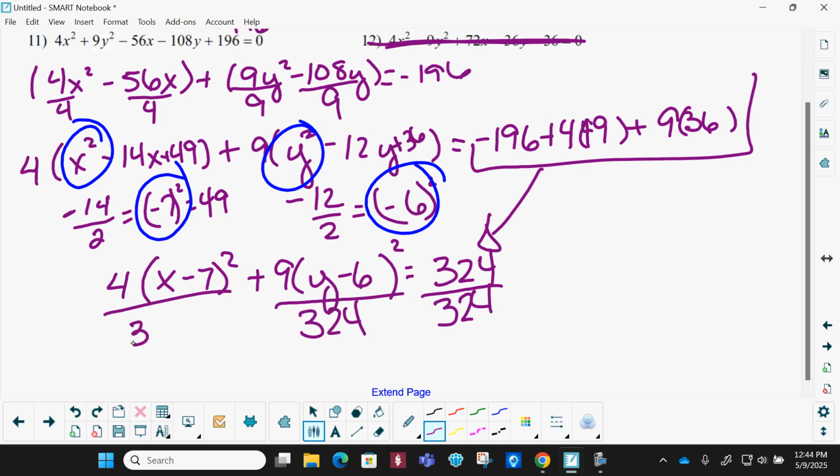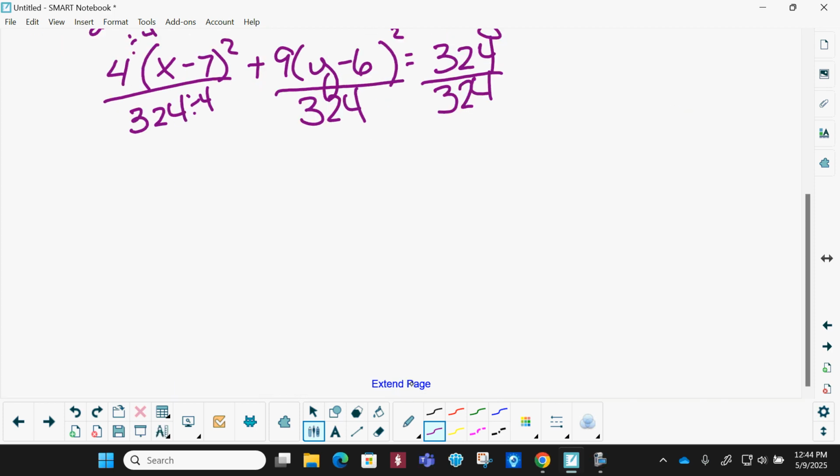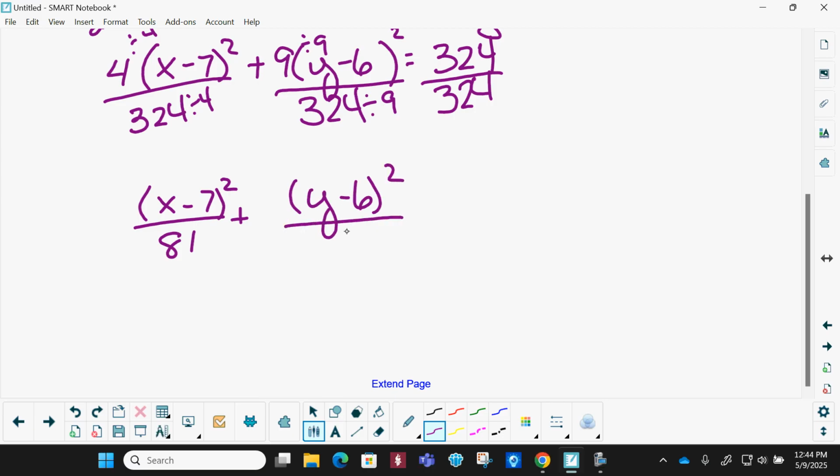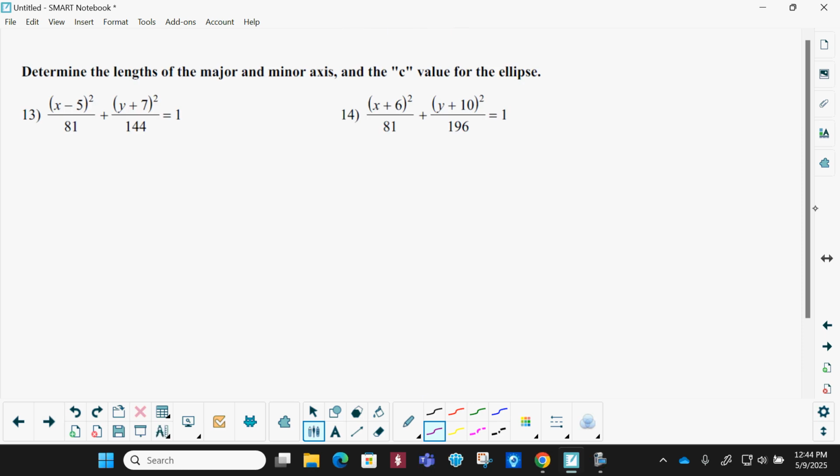Okay. In the moment of truth, we're going to divide by 4. 324 divided by 4. Yes, we get 81. Do the same thing here and divide by 9. Y minus 6 squared over 36 equals 1. Okay. We just got to figure out what is the C value.